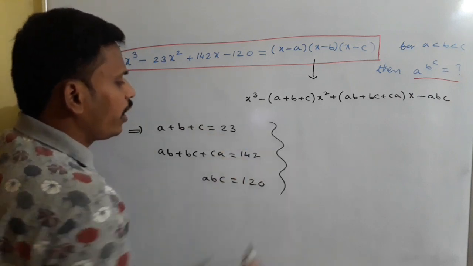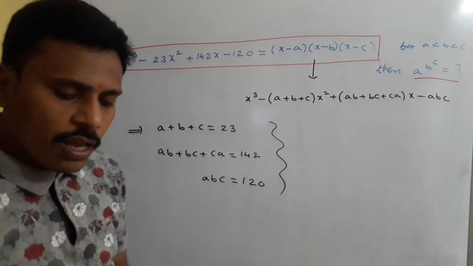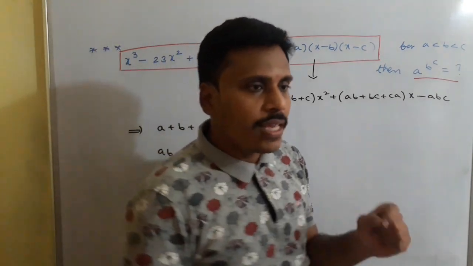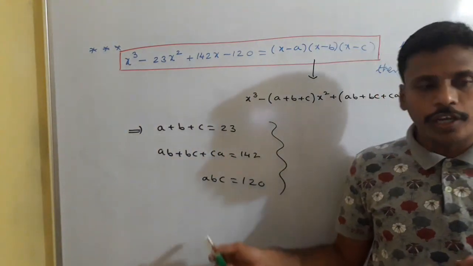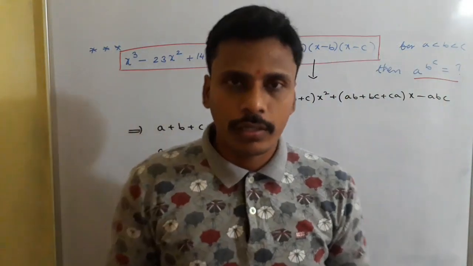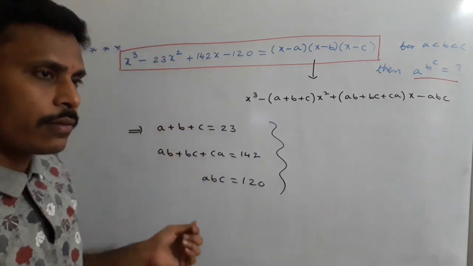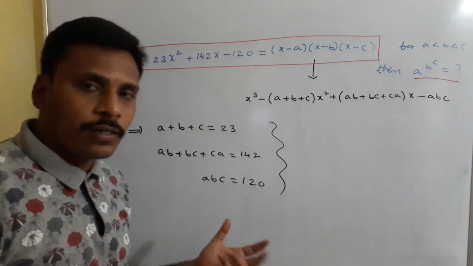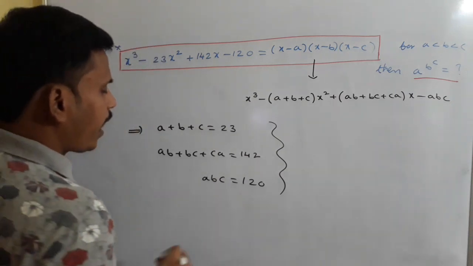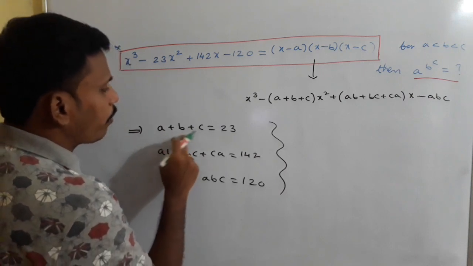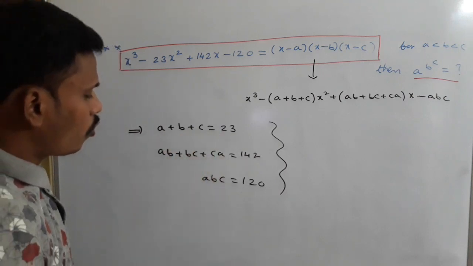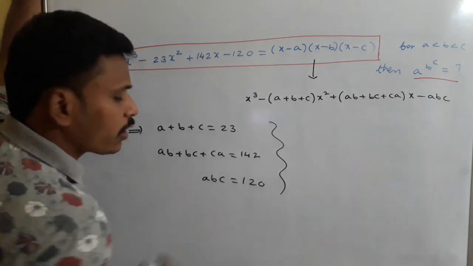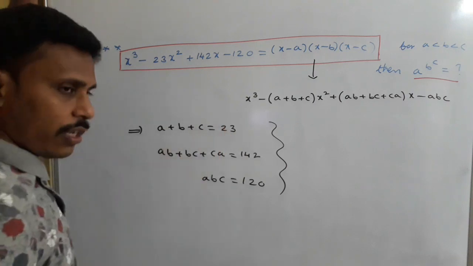Using these three, we need to find the values of a, b and c, and then we will find a power b power c. Finding values of a, b and c using these three equations is possible in different ways. One way is using identities, different identity formulas, and the other way is just a trial and error or a guess method. I am just trying to guess this 120, and then a plus b plus c is given as 23. So I am trying to find out three factors for this 120 whose summation is 23.